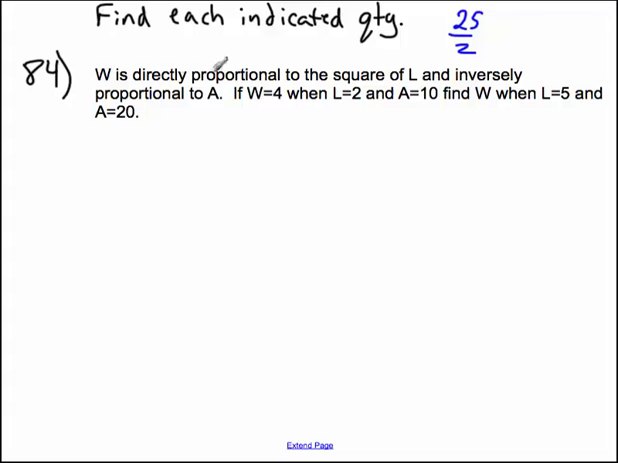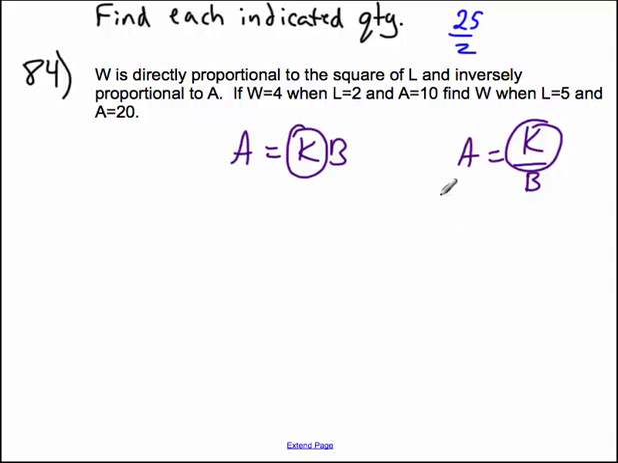Whew. W is directly proportional to the square of L. Okay, direct proportions, I think it's like A is equal to K times B. Inverse proportions is something like A is equal to K over B, where K is some constant, right? Well, let's set this thing up.